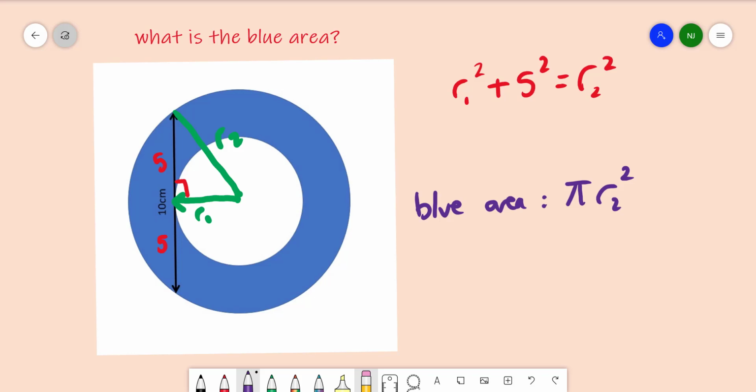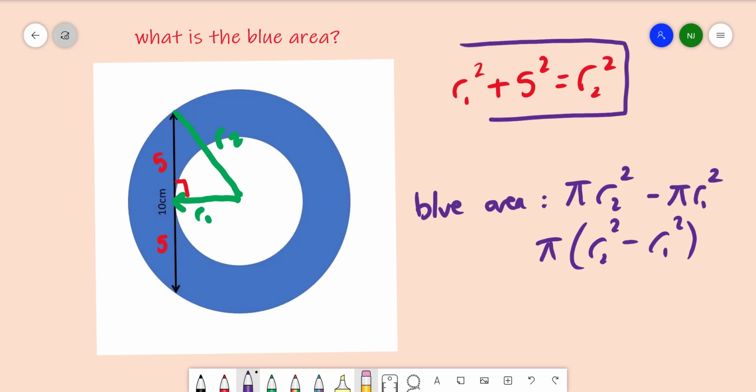That's the big one, minus the small one. So that's going to be pi r1 squared, like that. And actually, what can we do here? We can factorize out the pi. And so really we have r2 squared minus r1 squared. And wait a minute. Using Pythagoras, we found this. And actually, we can just rearrange this to say that 5 squared is r2 squared minus r1 squared.